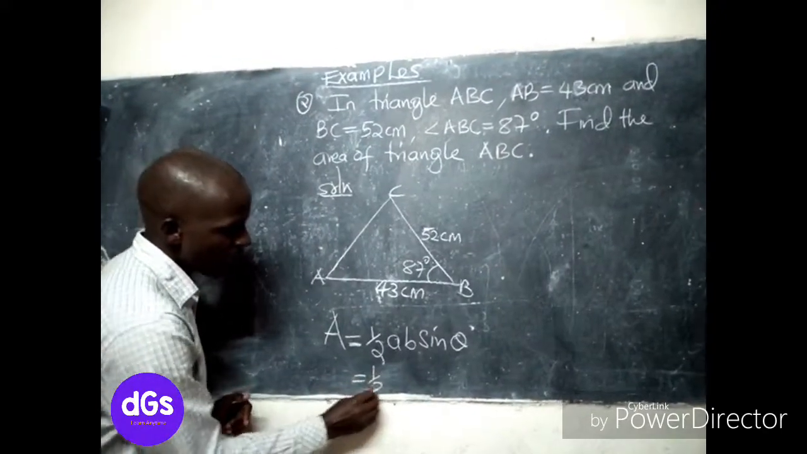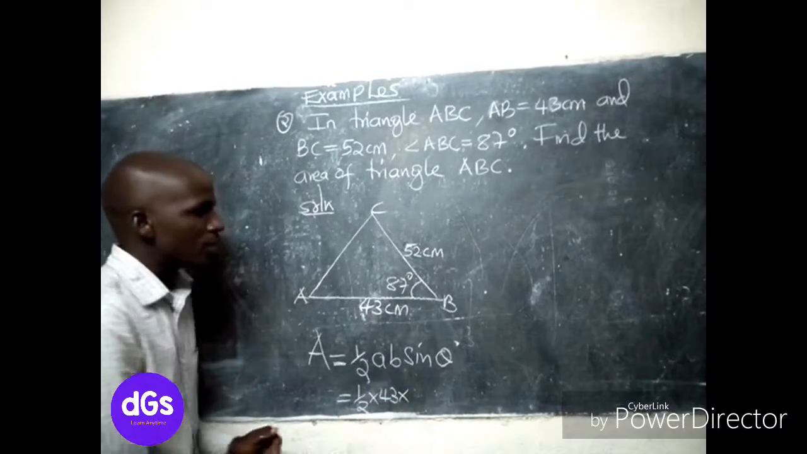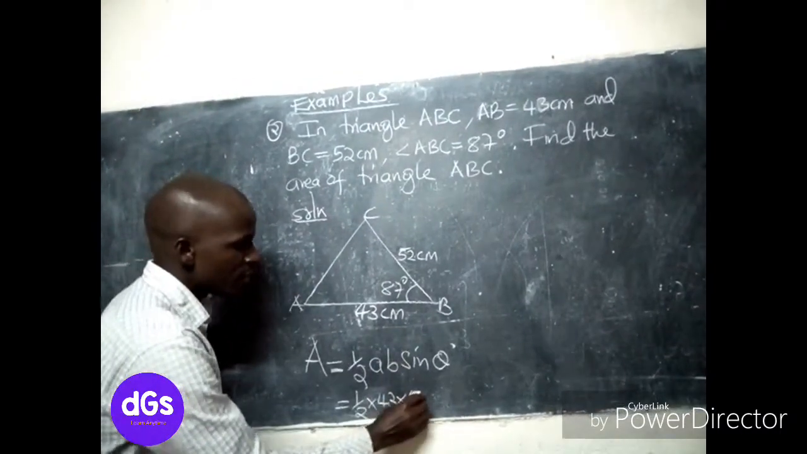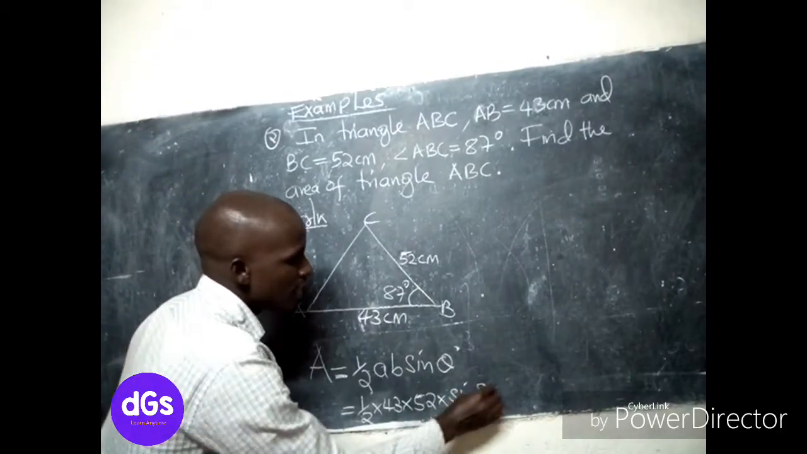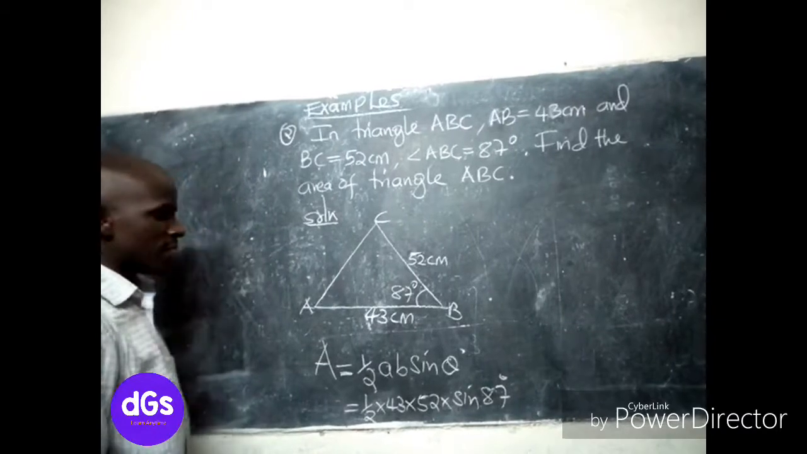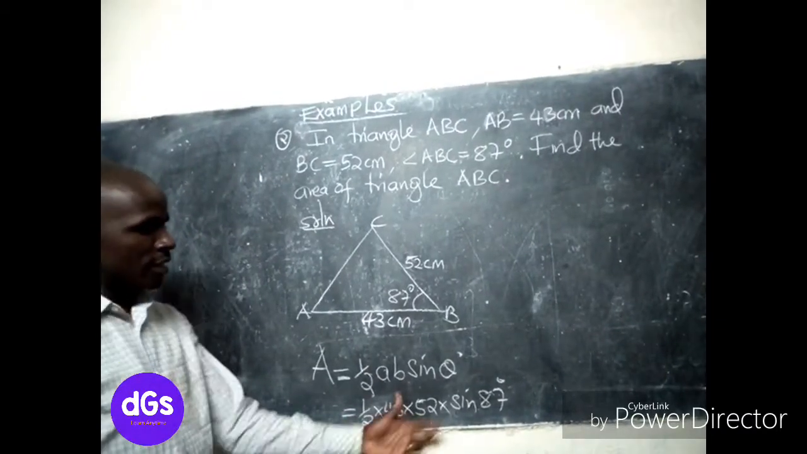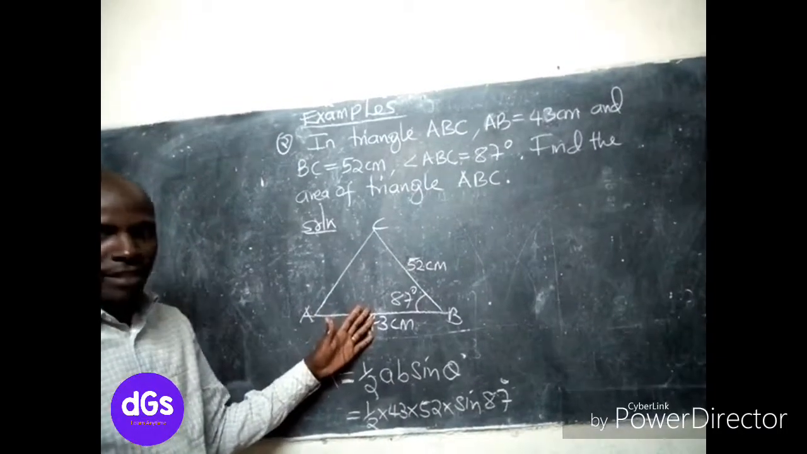So this shall be a half times our a, which is 43, multiplied by our b, which is 52, then multiplied by the sine of the angle between them, which is 87 degrees. So we can now calculate this, and that will give us the area of that triangle.